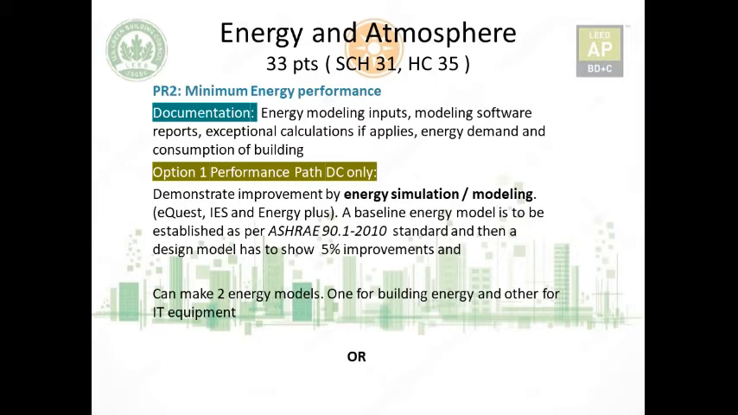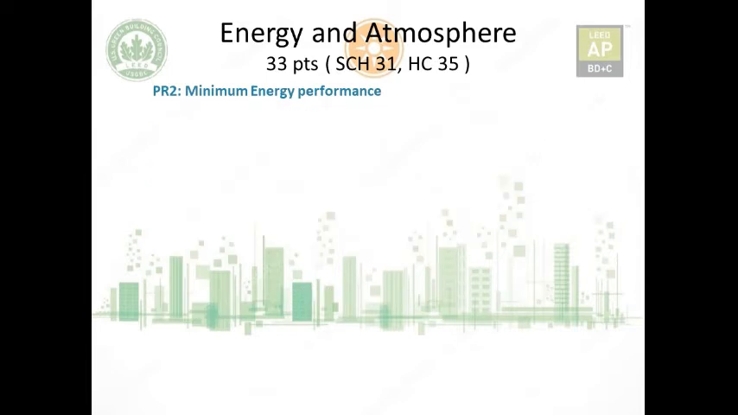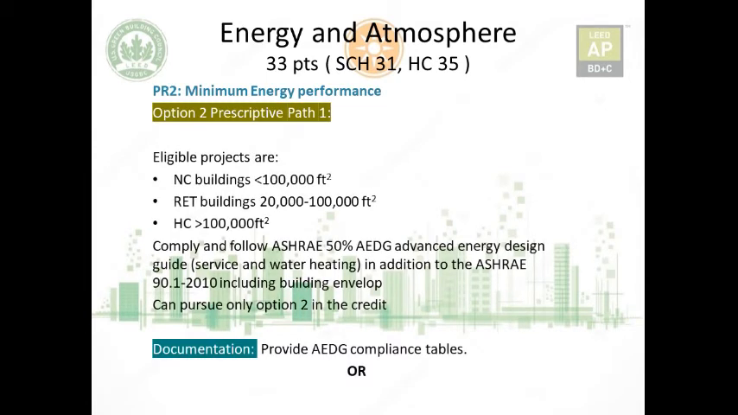There is option number 2, and the relationship is "or." Either you go for option 1, or you go for option 2, or you go for option 3. So let's have a look at option number 2. Option number 2 is prescriptive path number 1. And as I said, there are some constraints when it comes to the other options. The first one is that there are surface area requirements that need to be fulfilled.